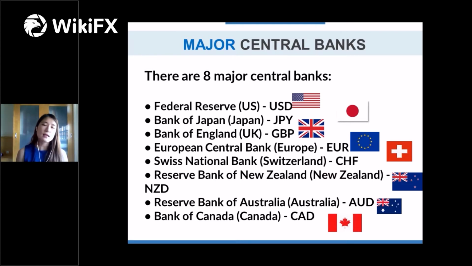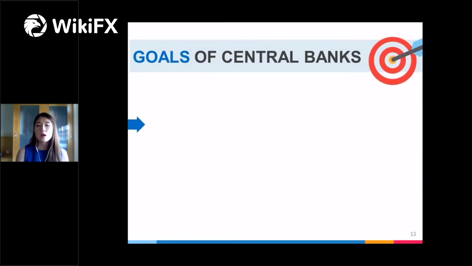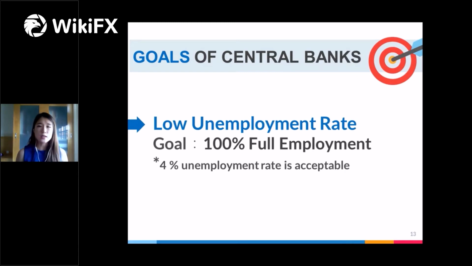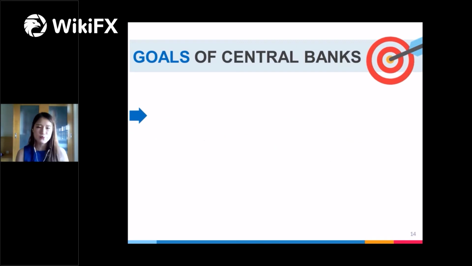Every central bank has a slightly different mandate, but overall they have these three goals. The first one, low unemployment rate. Their goal is to have 100% full employment. Okay, about a 4% unemployment rate is still acceptable. So this is the goal of the central bank.